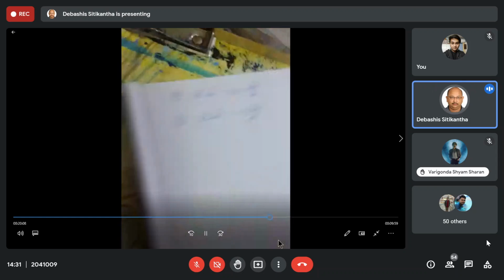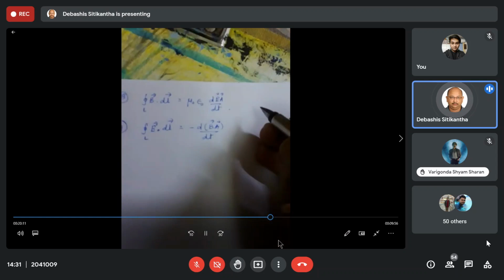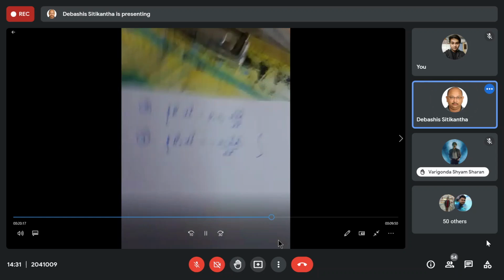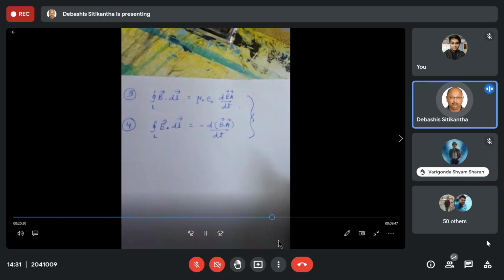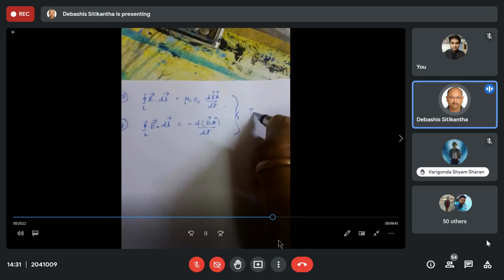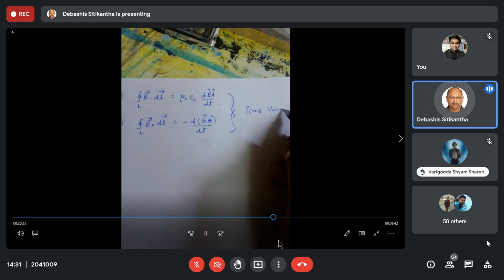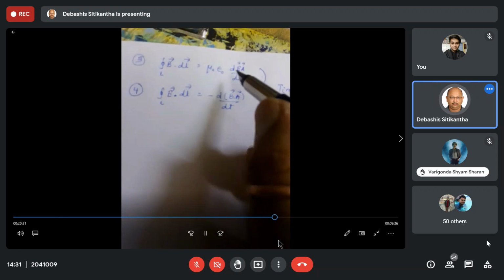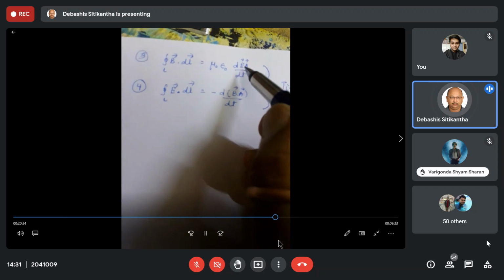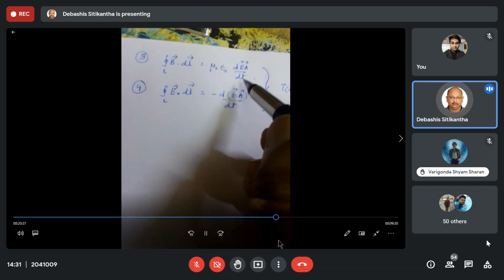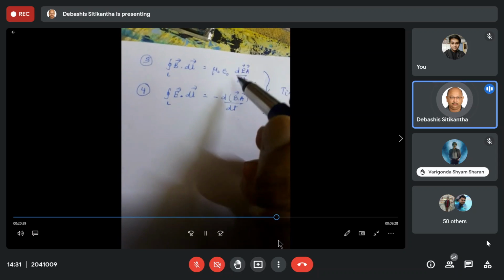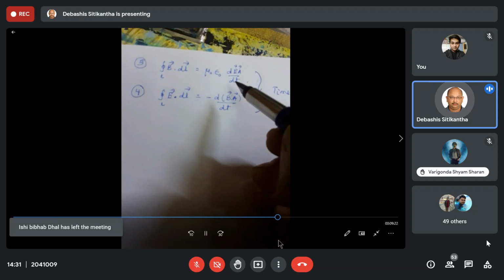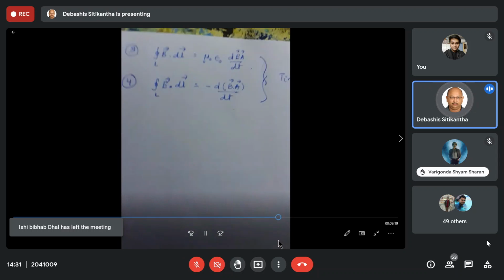Now let us have a closer look. These two equations we learned when we were dealing with time varying fields. Look over here: dE by dt. What is dE by dt? It clearly shows that the electric field is changing with respect to time. Whenever I write dx by dt, it actually means that x is varying with respect to time.